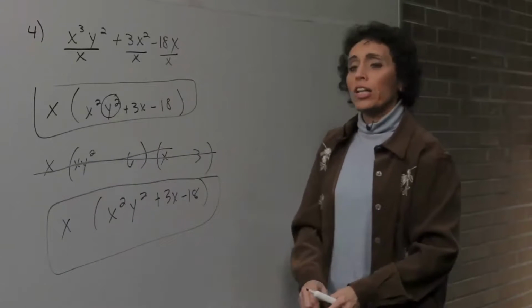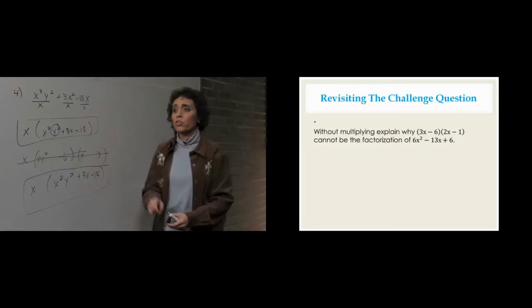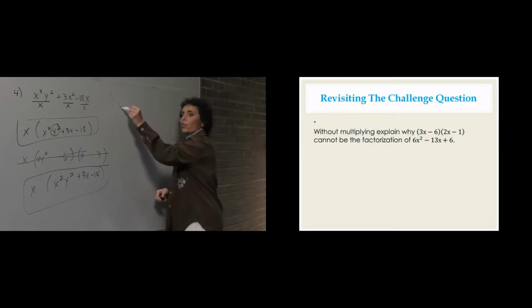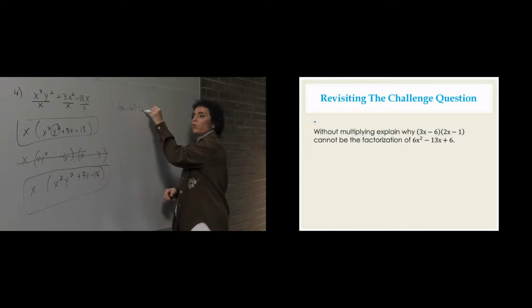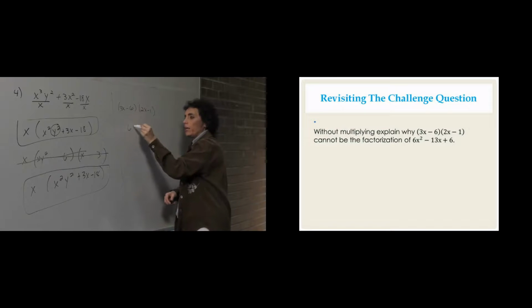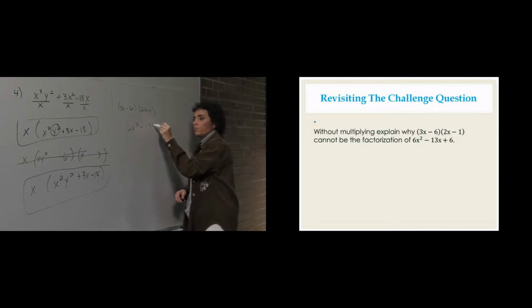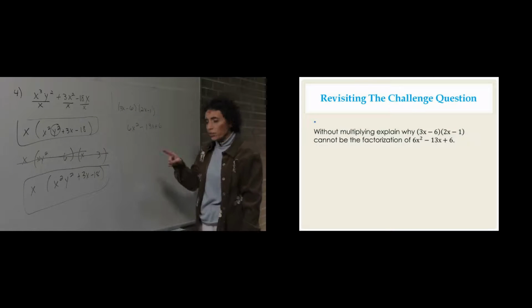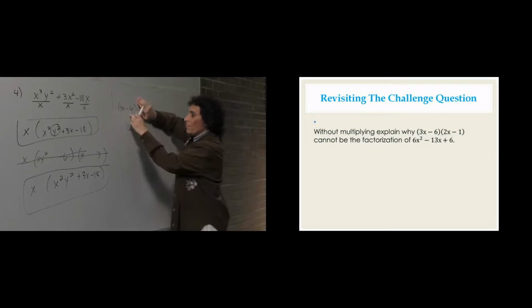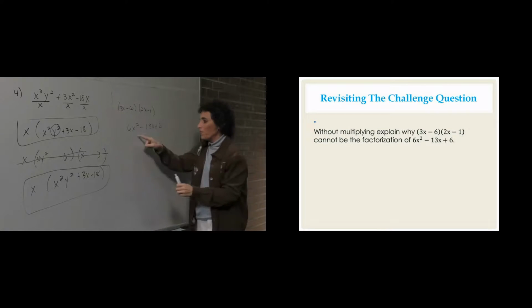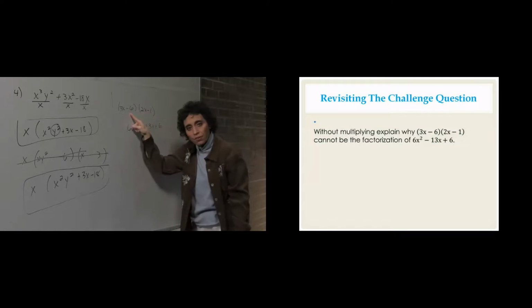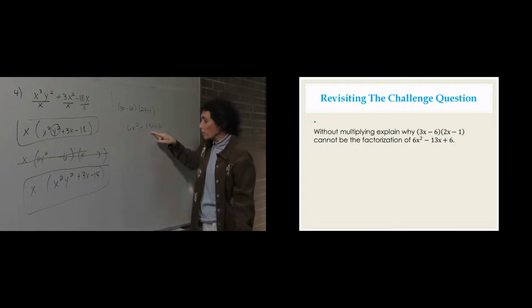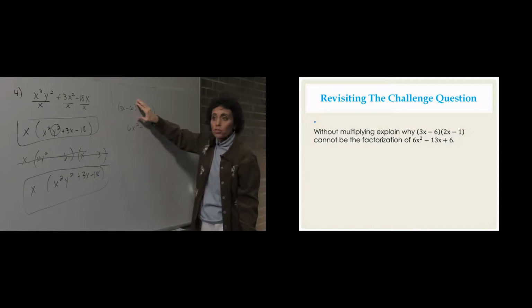All right. So let's take a look again at the challenge problem, because the challenge problem said, why can't 3x minus 6 and 2x minus 1 be the factors of this? Do you think you know why? Okay, here's the deal. Check out the common factor situation. This has a common factor, but this does not. If this has a common factor, this must. So that's why it can't be the factors, because the factors of this cannot have common factors. So that's why it can't.